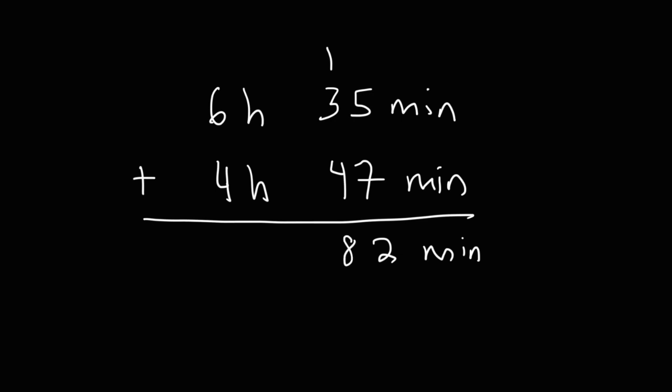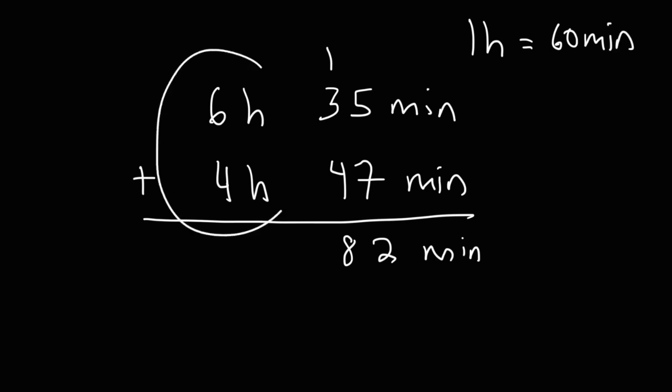Now, keep in mind, 1 hour is equal to 60 minutes, but we're going to talk about what to do with that later. Let's add these numbers. 6 plus 4 is 10. So we have 10 hours and 82 minutes.